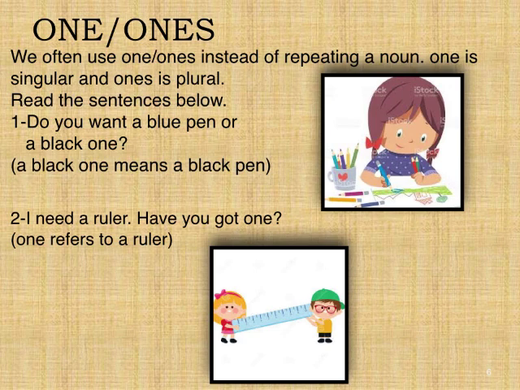Similarly, we will use ones for plural. Now, do you want a blue pen or a black one? So here one is used for pen, which is a noun. In order not to repeat the noun, we use the word one. So a black one means a black pen. Similarly, I need a ruler. Have you got one? Here one refers to a ruler. So my dear students, now you have understood when do we use one and when do we use ones.